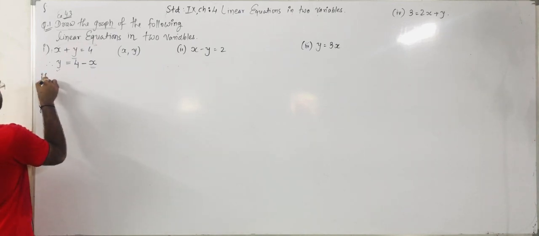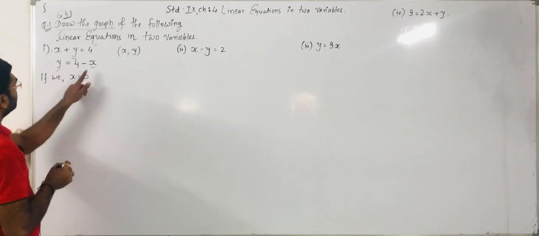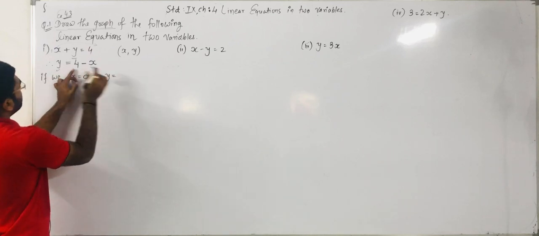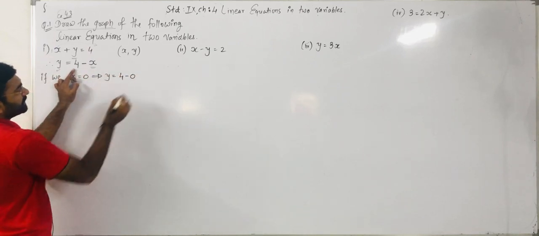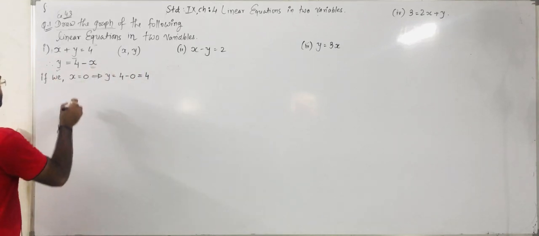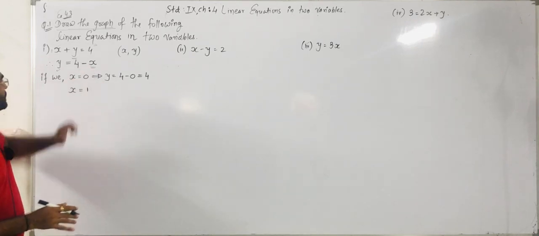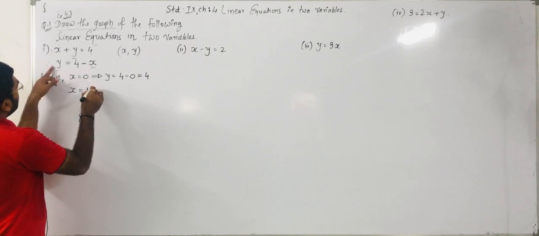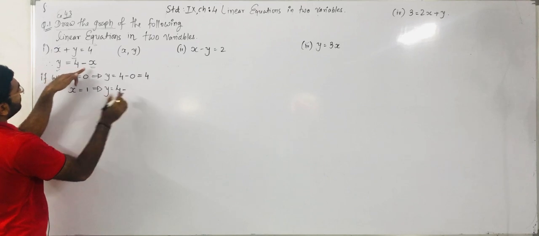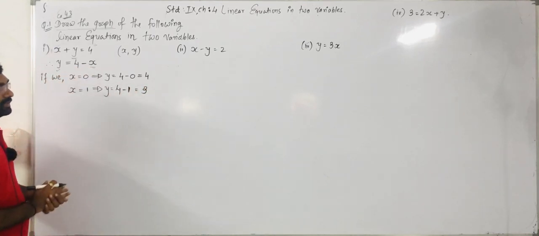Suppose we take x is equal to 0 in that equation. Then y is equal to 4 minus 0, which means we get y is equal to 4. Suppose we take x is equal to 1. Any value you can take as x. Then y is 4 minus x, putting x as 1, 4 minus 1, so we get y is equal to 3.